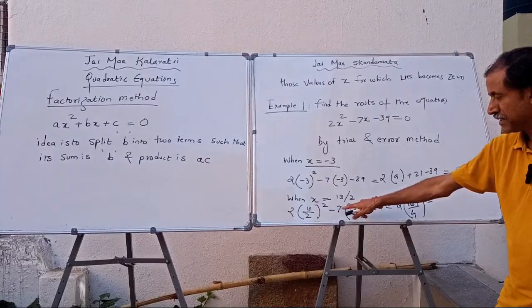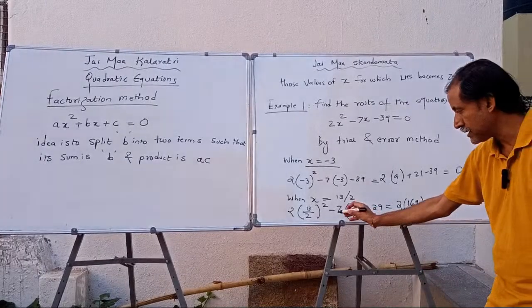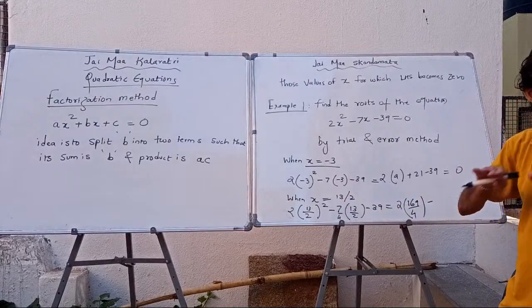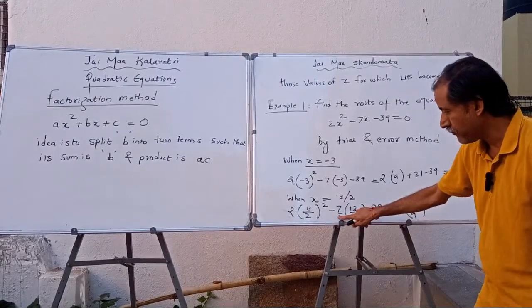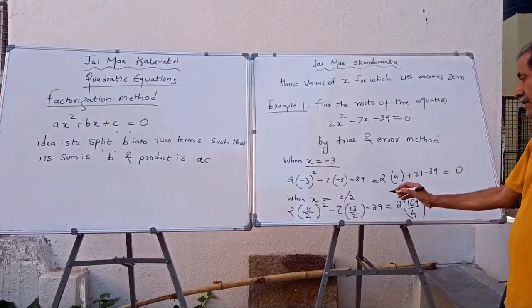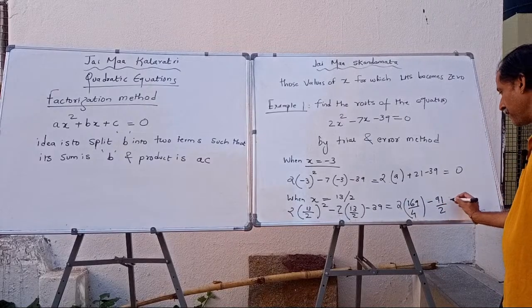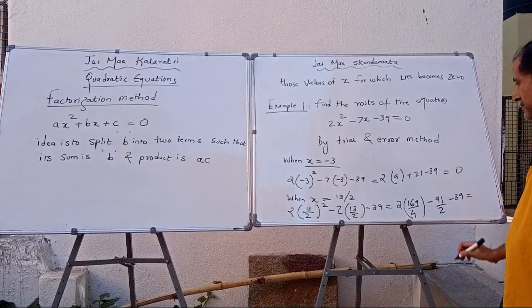No, only the numerator. This gets multiplied to the numerator. If this was 4, then 4 will get multiplied with 2 and 13: numerator to numerator, denominator to denominator. Now 4 is not there, so don't write it. Okay, so 13 sevens are 91 by 2 minus 39. Can you tell me if the answer is 0?